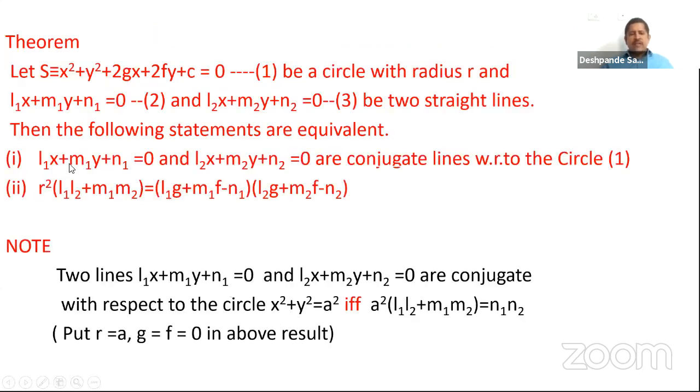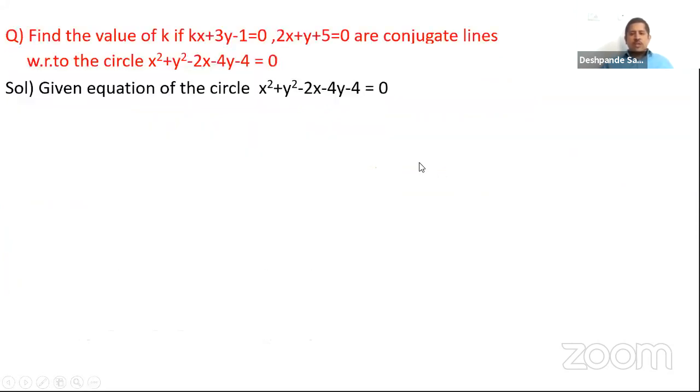See what was the result here? When you got two lines that are conjugate lines, you put the values of R, L1, L2, M1, M2, G, F, and N1 in the above result. You are going to get the answer, the value of k. Instead, we are going to solve the problem by the usual method, which you have been doing for all the other problems. So what do you do here?